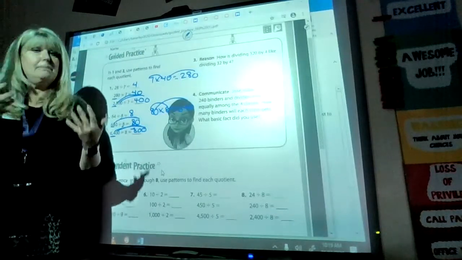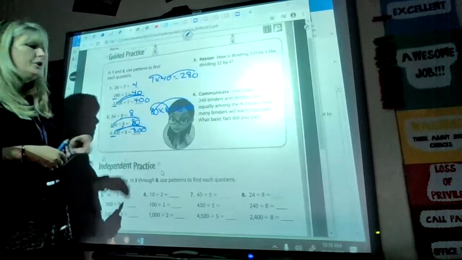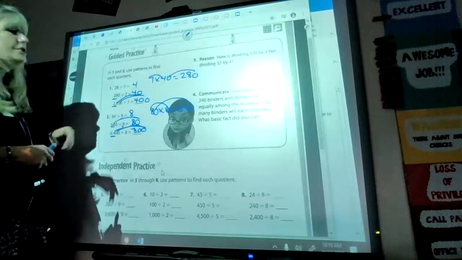So these are just mental ways to find your quotient using your divisor and your dividend.